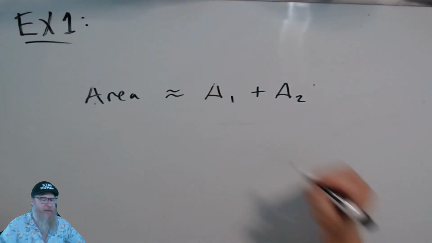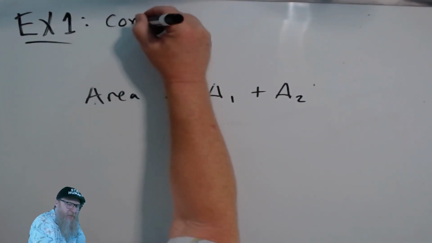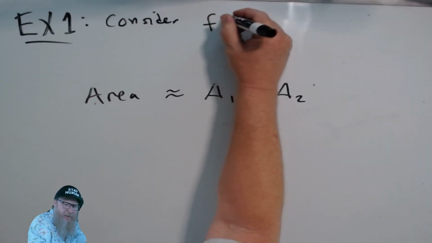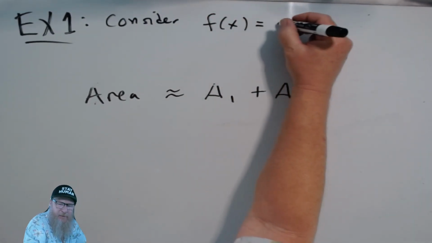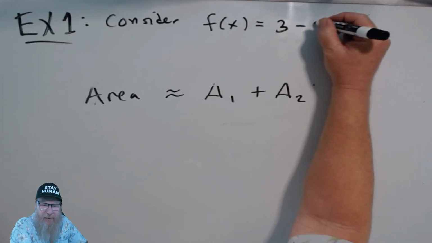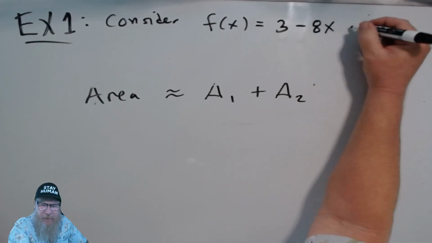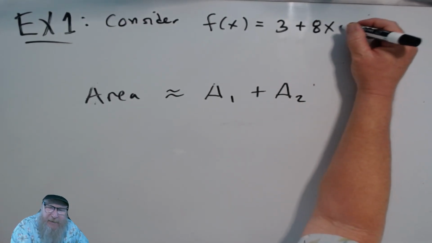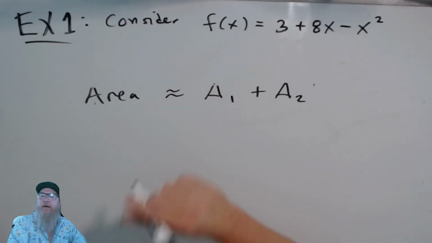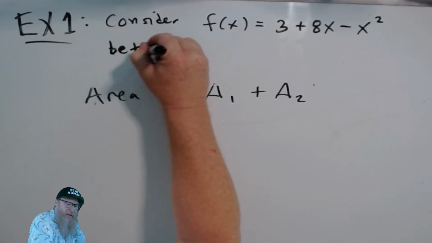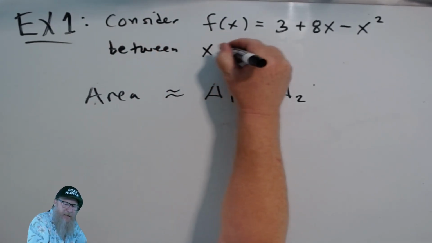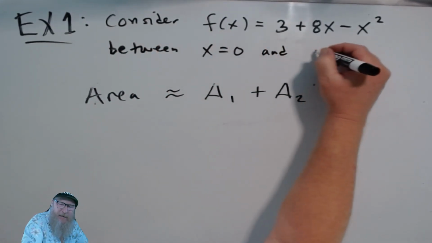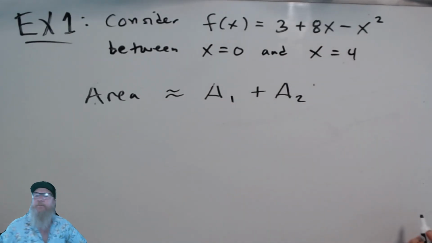Prologue is ended now. So consider the function, let's do a classic parabola, 3 plus 8x minus x squared, between, let's go x equals 0 and x equals 4.